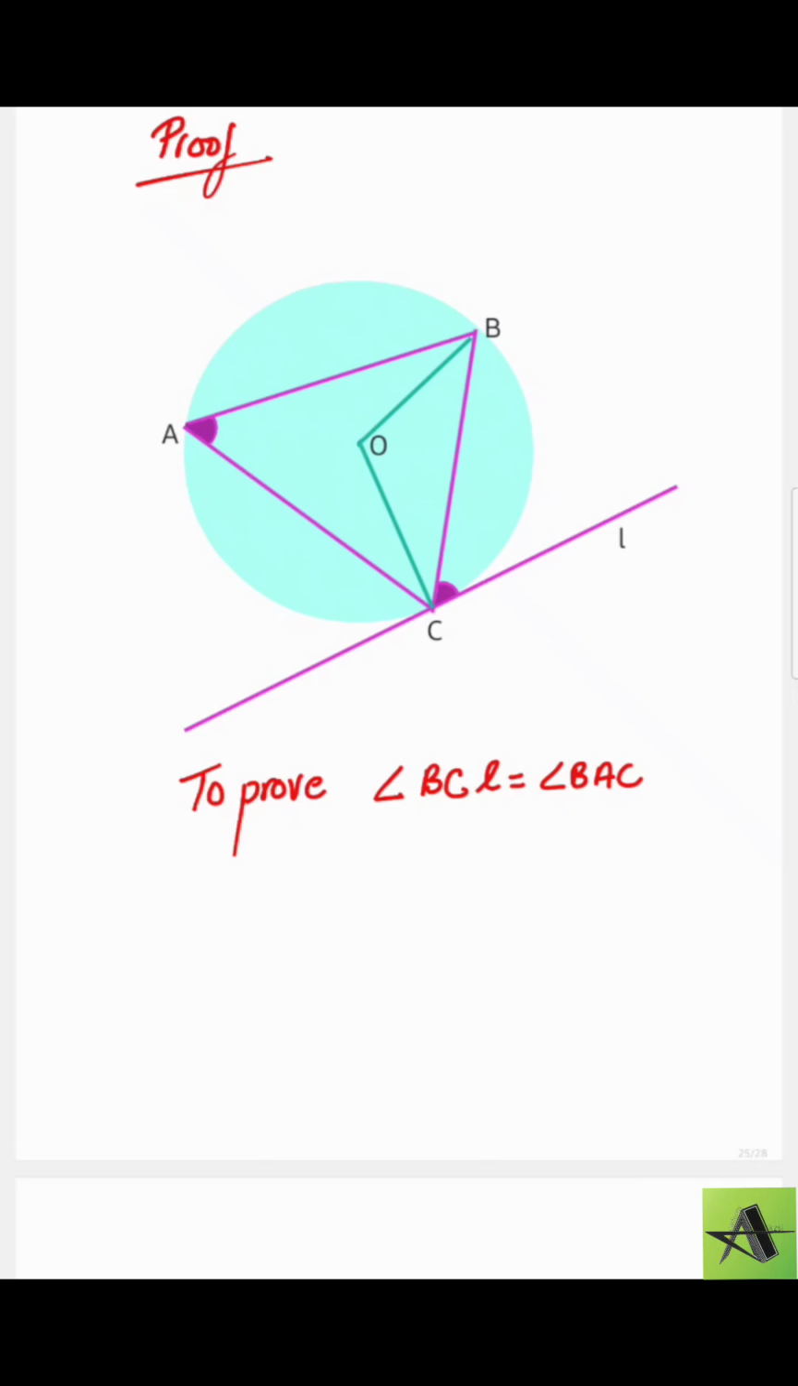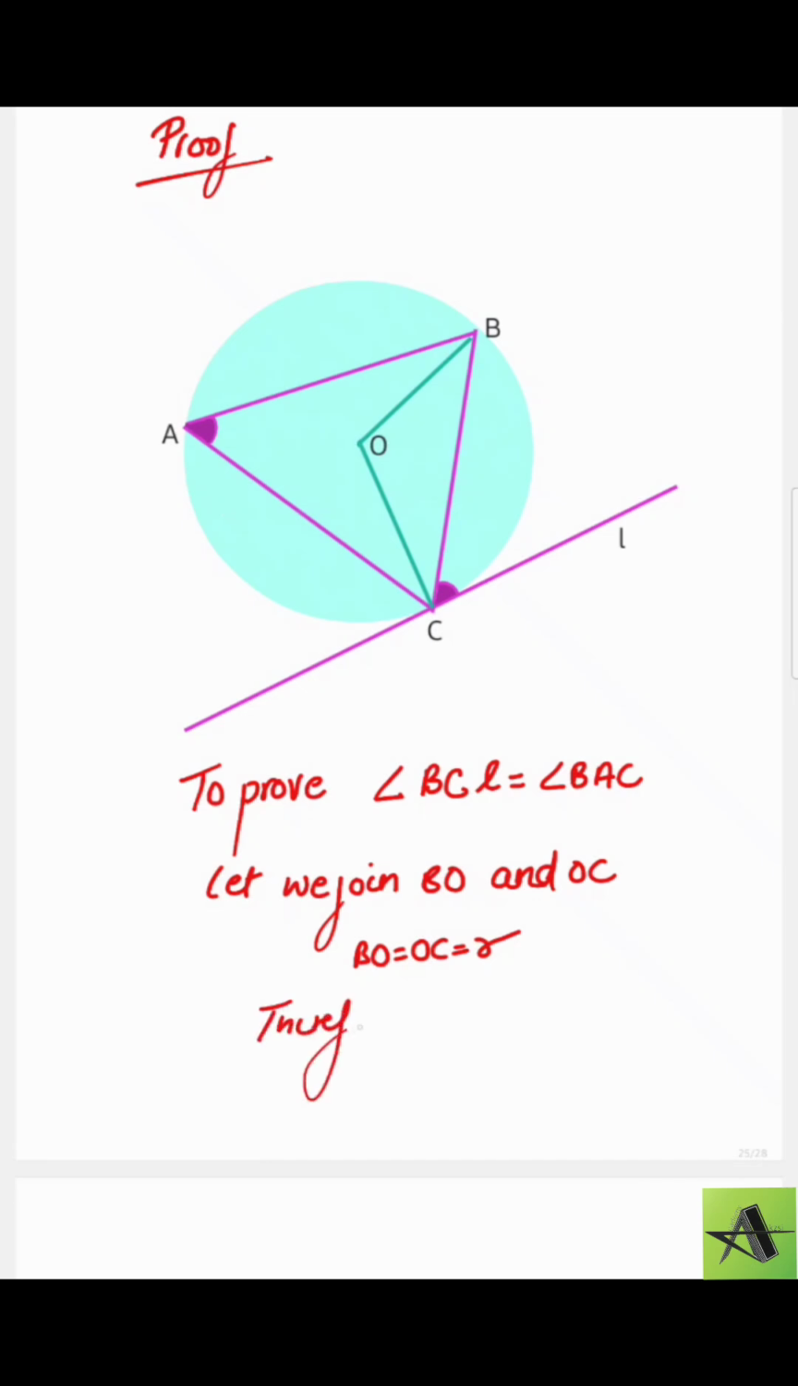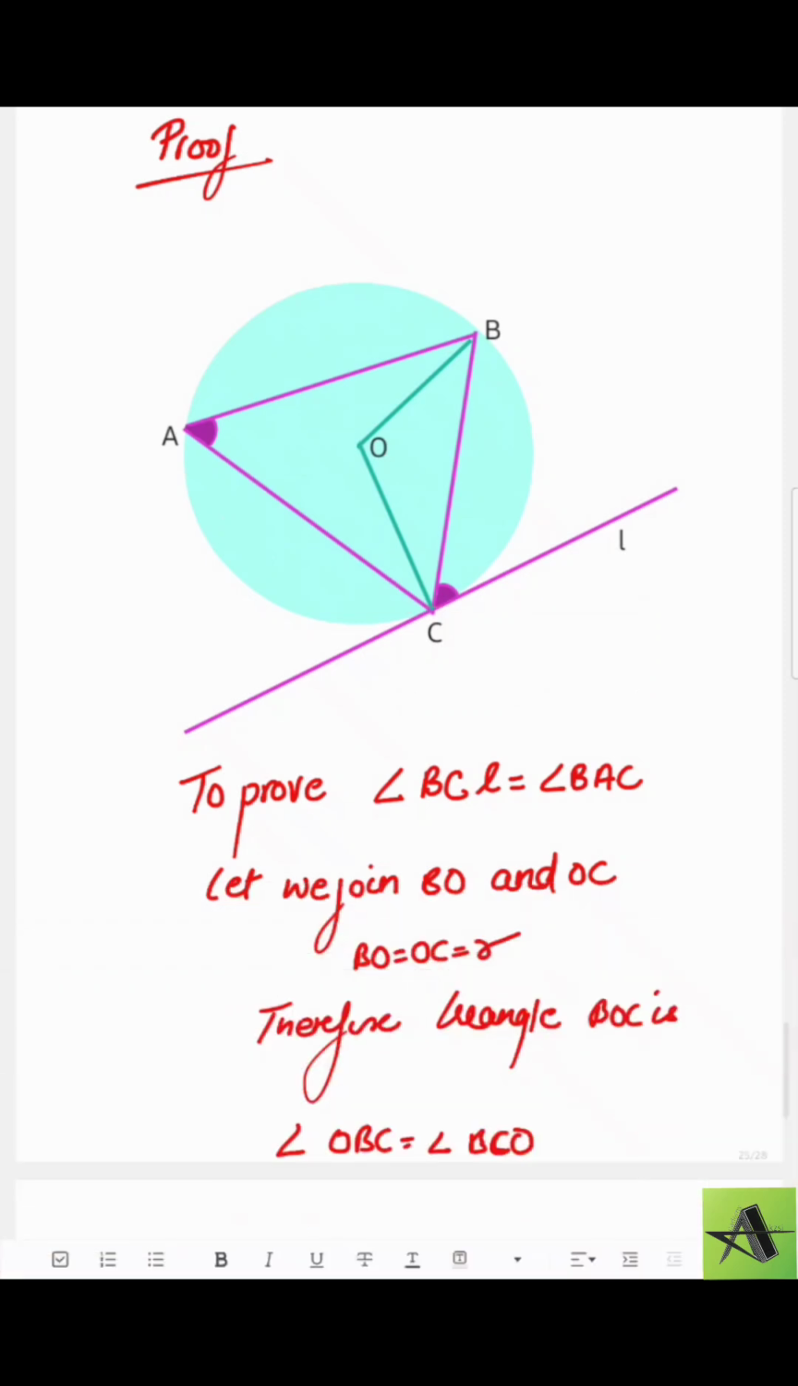So for that, let me join BO and OC. Now BO is equal to OC is equal to R because they both are radii, which makes triangle BOC an isosceles triangle. That means angle OBC is equal to angle BCO. So these two, OBC, that means this angle, and BCO, that means this angle, are equal, because this whole triangle is an isosceles triangle and OB is equal to OC, which means the opposite angles should be equal. This angle is equal to this angle, and the same thing we have written here.